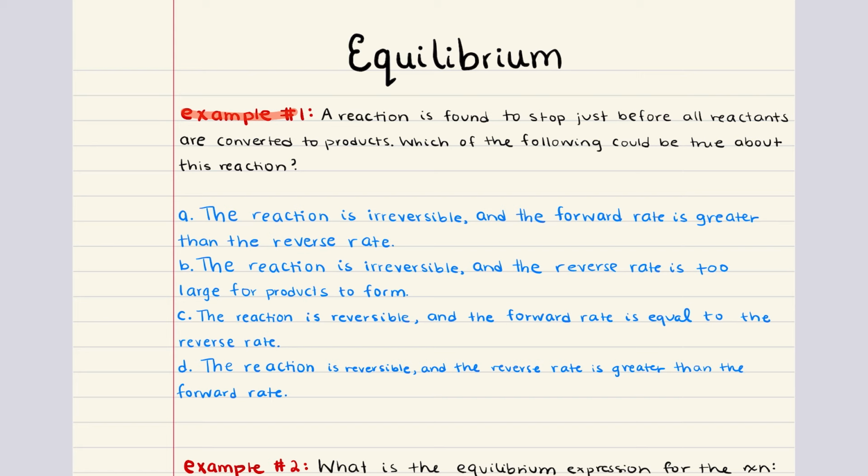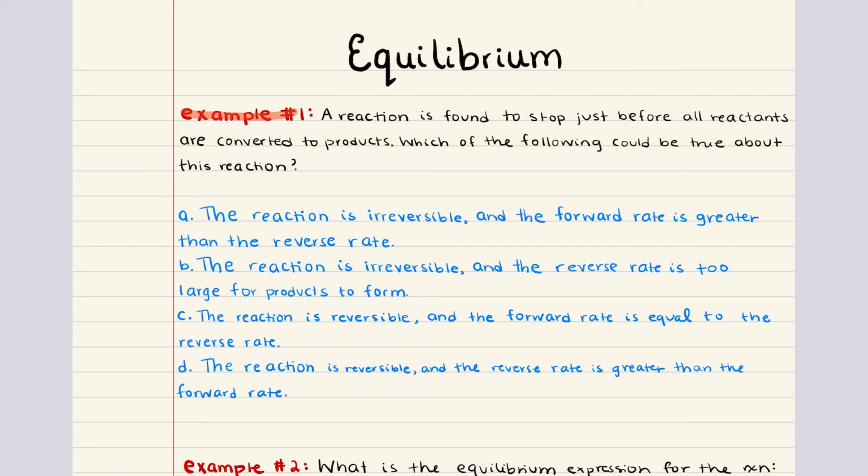Now, just some background information. Remember the difference between irreversible reactions and reversible reactions. In irreversible reactions, these reactions proceed in one direction only, from reactants to products, and they do not go backwards. Once products are formed, they do not revert to reactants, and they usually go to completion.